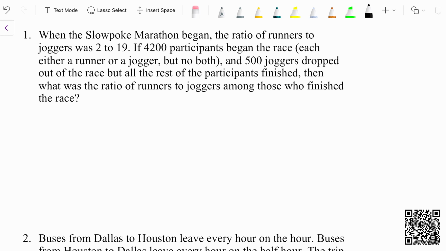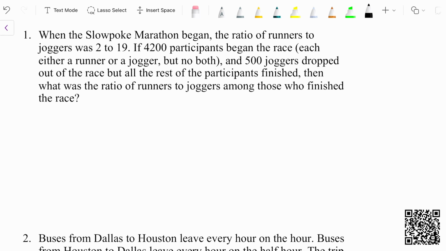Today's first question is, when the Slowpoke Marathon began, the ratio of runners to joggers was 2 to 19. If 4,200 participants began the race, each either a runner or a jogger, but not both, and 500 joggers dropped out of the race, but all the rest of the participants finished, then what was the ratio of runners to joggers among those who finished the race?